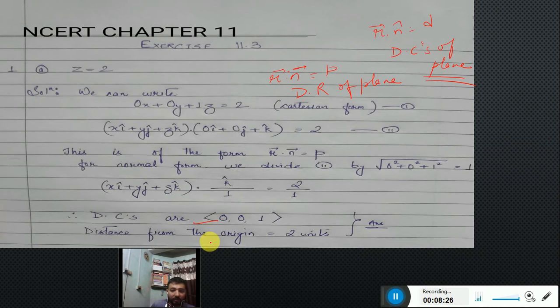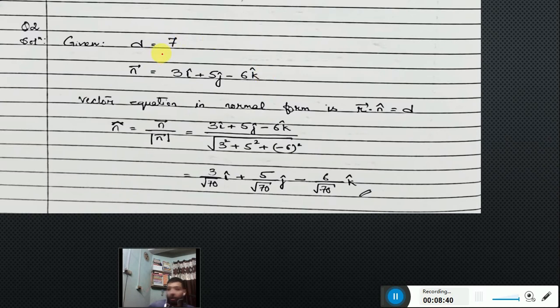So direction cosines are this, and the distance from the origin is 2 units. Let's go to the next one. Okay, question number 2. The rest of the questions apart from question 1 you can do.